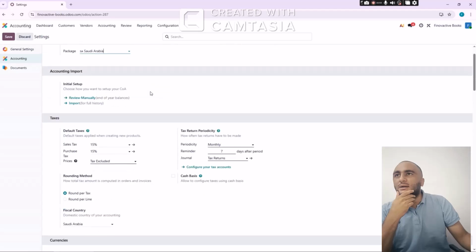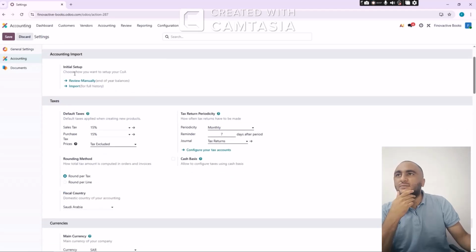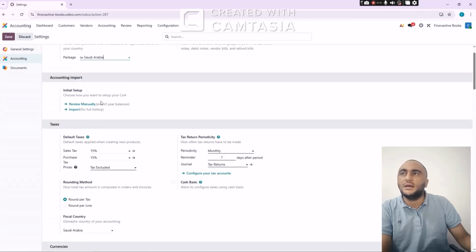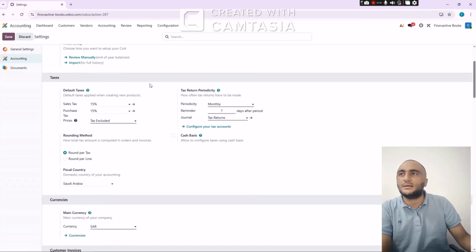After that, we can choose charts of account. We have to review manually, or we can import a full chart of account. Our own charts of account we can import, but we will do that after settings. Taxes: Odoo sets up your taxes according to this package. According to your country, Odoo will pick up all the taxes included in the country. If you have to change the taxes, you can change them.